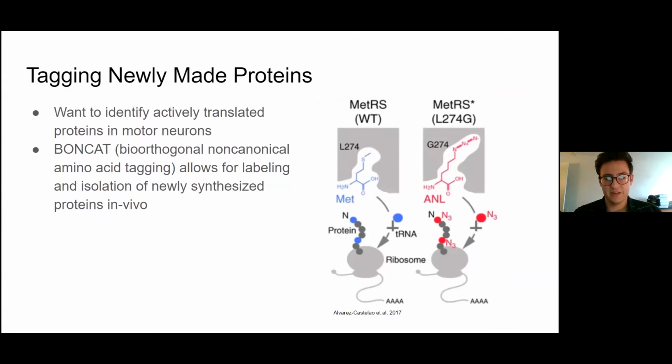This technique is called BONCAT, which stands for bioorthogonal non-canonical amino acid tagging. It allows us to label and isolate newly synthesized proteins in vivo, in living flies. The basic principle is that we introduce a mutation in our flies that allows for incorporation of a drug called ANL into growing peptide chains instead of methionine. So it lets us label newly made proteins specifically in motor neurons.